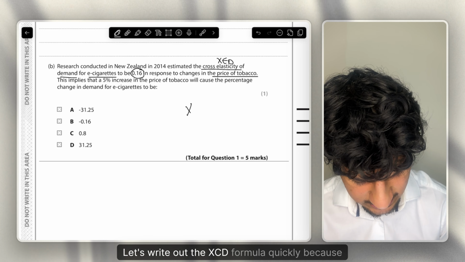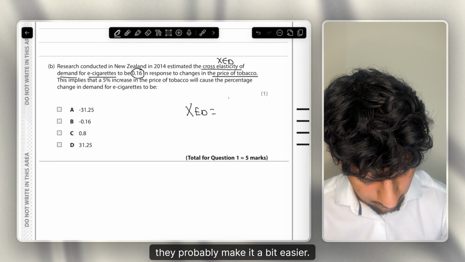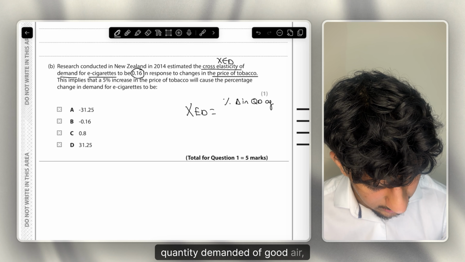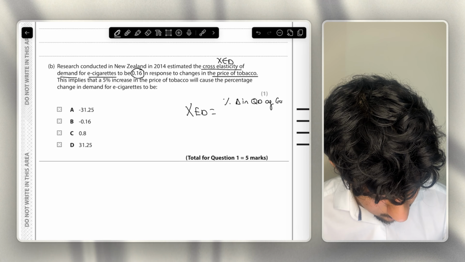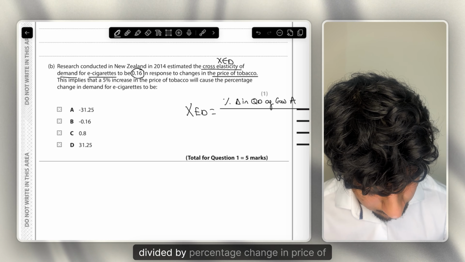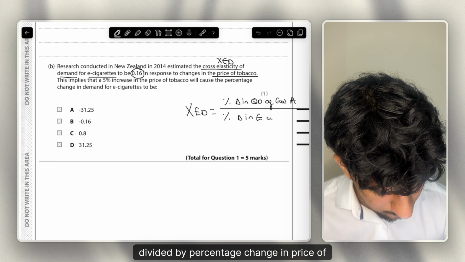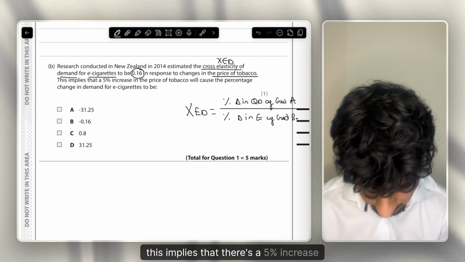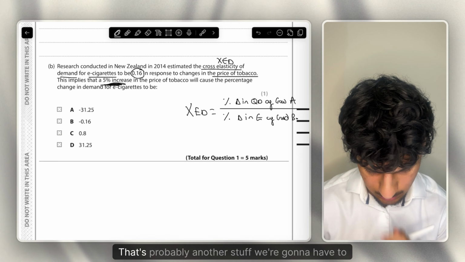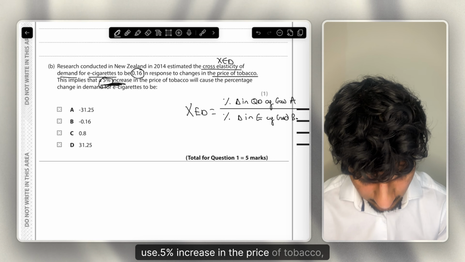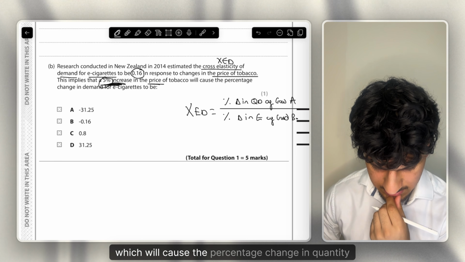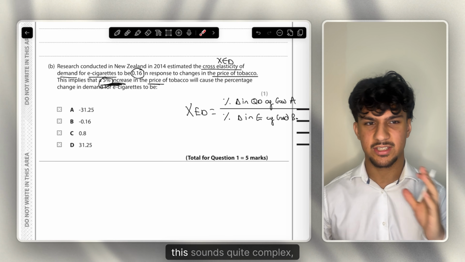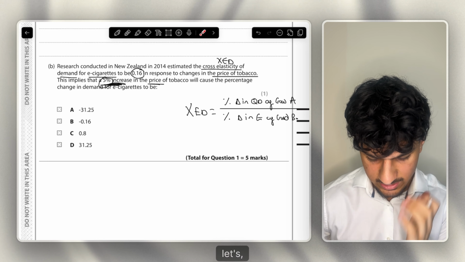Let's write out the XCD formula quickly because it'll probably make it a bit easier. So percentage change in quantity demanded of good A divided by percentage change in price of good B. Okay, let's read the rest of the question. This implies that there's a 5% increase in the price of tobacco. That's probably another stat we're going to have to use. A 5% increase in the price of tobacco, which will cause the percentage change in quantity demanded for e-cigarettes to be.